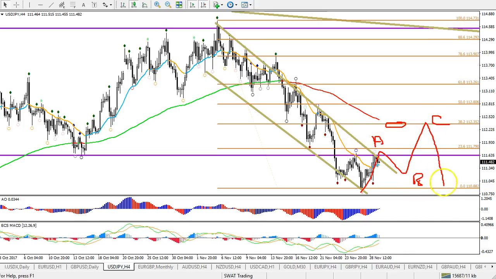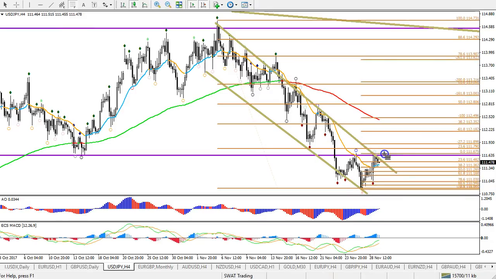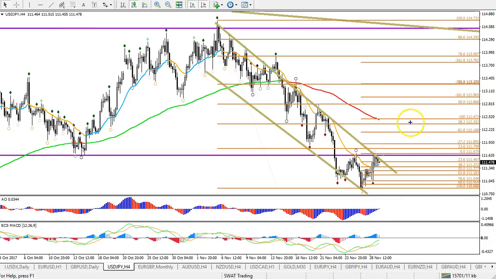And then price could head down back to that 61.8 fib. If it is a wave 3, price should go way further than that. In that case, we should put a fib from here to here, and we would expect price to break above this with a lot of momentum.